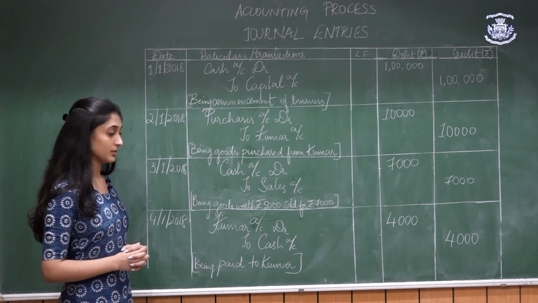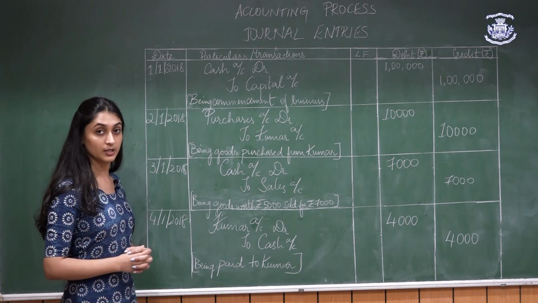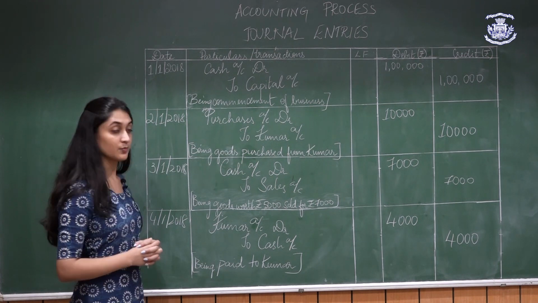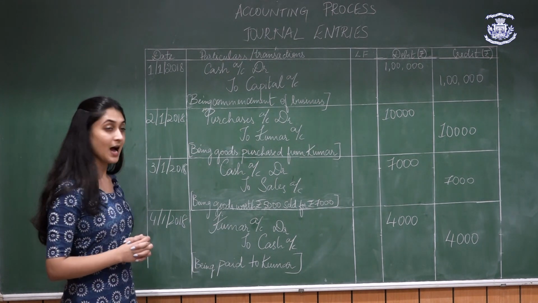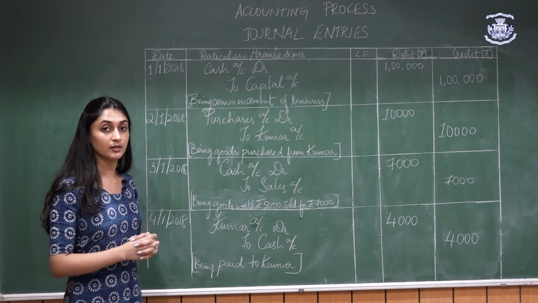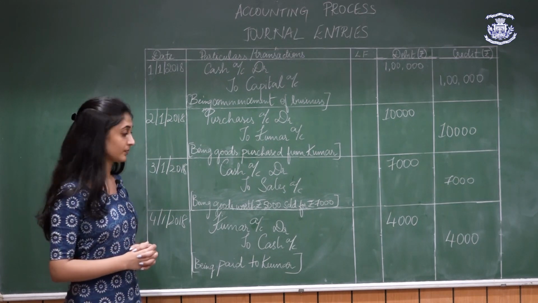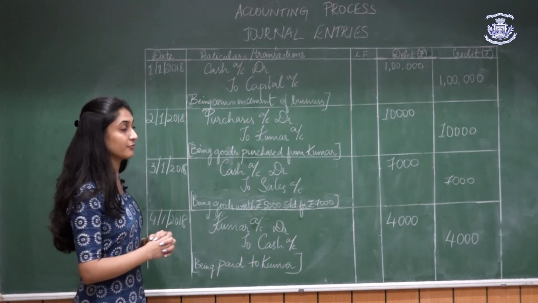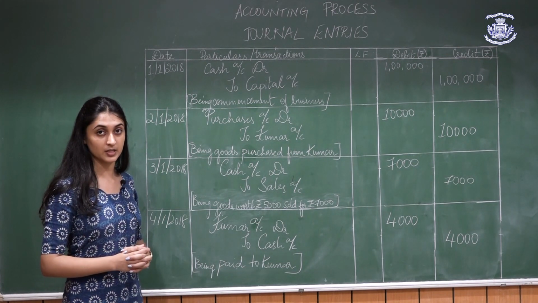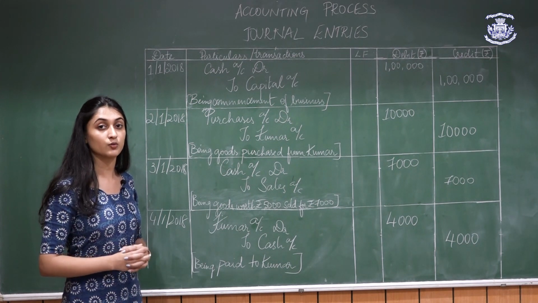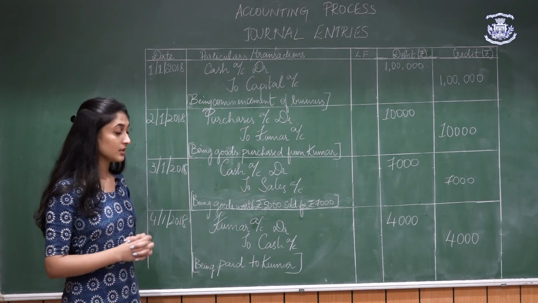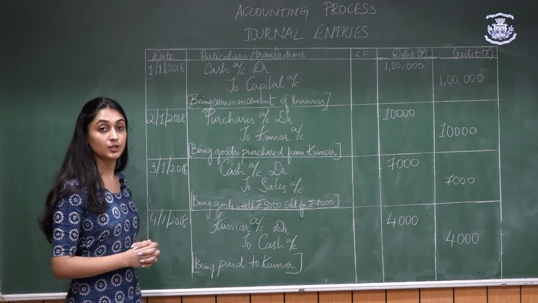The fourth transaction takes place on the 4th of January 2018. 4,000 is paid to Kumar. As the liability, that is the creditor's account, is reducing, we debit the creditor's account, Kumar's account. Here, Kumar's account is debited by 4,000 rupees. As the cash balance reduces by 4,000 rupees, that is, the asset account is reduced by 4,000, we credit the cash account by 4,000. The narration being paid to Kumar.